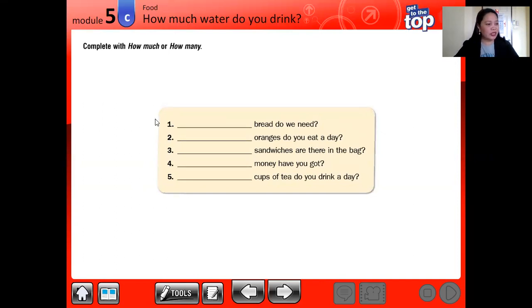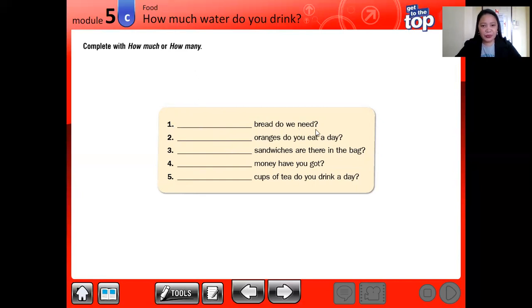So let's try here. On your class book, page 69. Page 69 of your class book, get ready. We are going to have a practice or drill. How are we going to use how much and how many? So from numbers 1 to 5, we are going to put how many or how much. Complete the sentences.